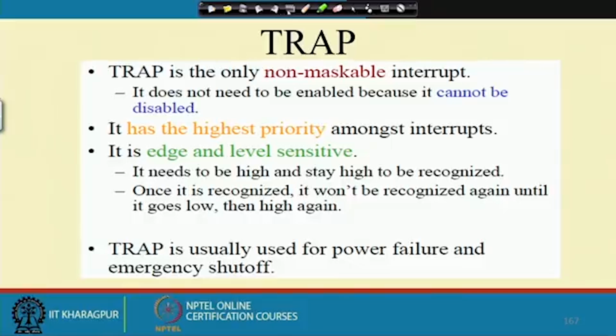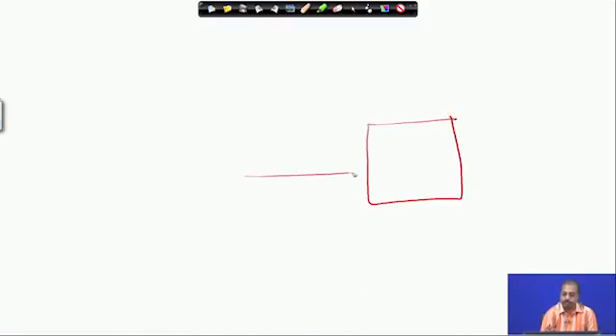The important thing to note is that it is both edge and level sensitive. So, for sensing of this interrupt, the edge should be there and the level should also be considered. Okay. So, it is like this. If this is my microprocessor and this is the trap line.